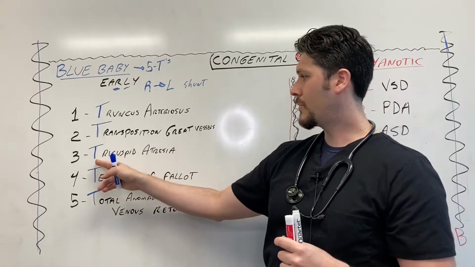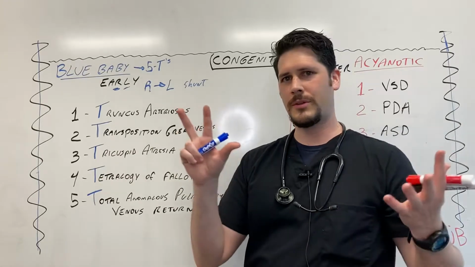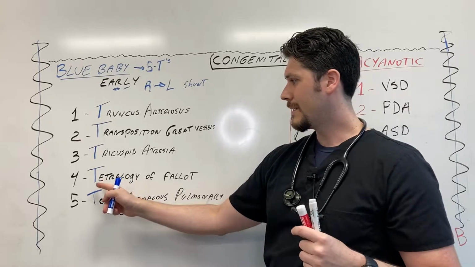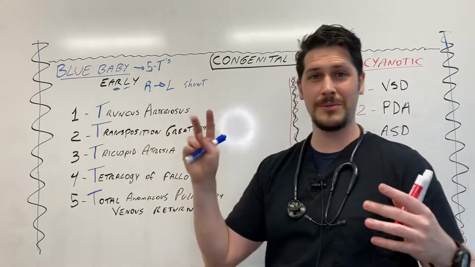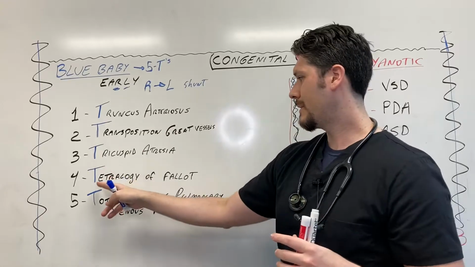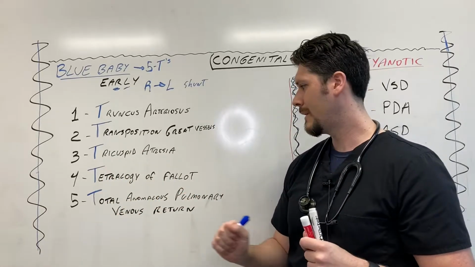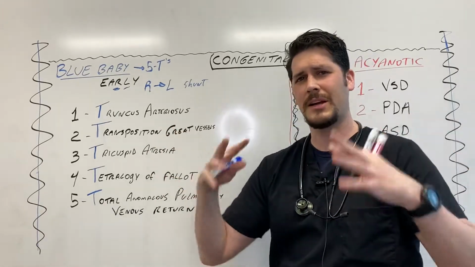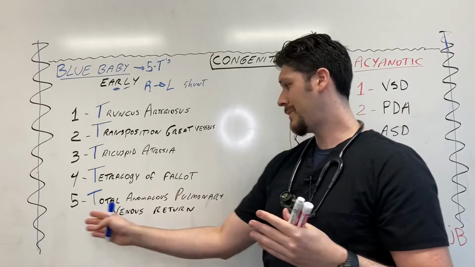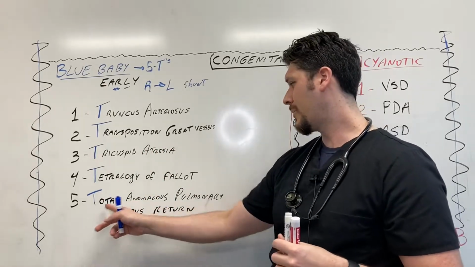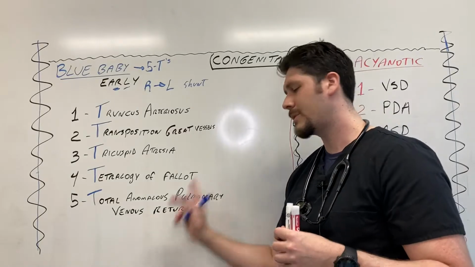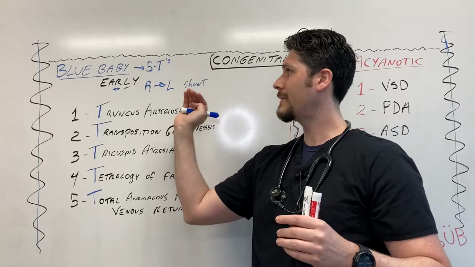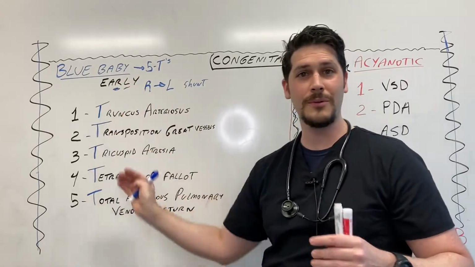3, 3 things, tres, tricuspid atresia. 4, easy, 1, 2, 3, 4. 4 things, the tetralogy of Fallot. And 5, 5 things, and 5 just sounds big, complicated, and it is. I never remember this. Total anomalous pulmonary venous return. Okay, there you go. Early, right to left shunting, blue baby, 5 T's, 1, 2, 3, 4, 5.